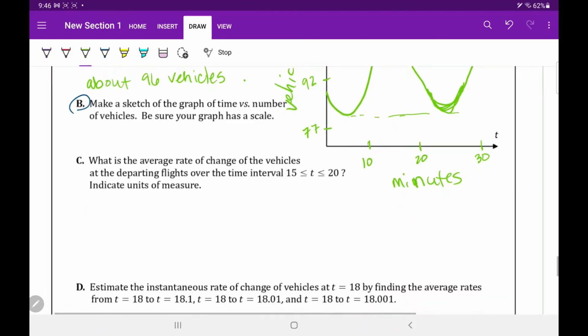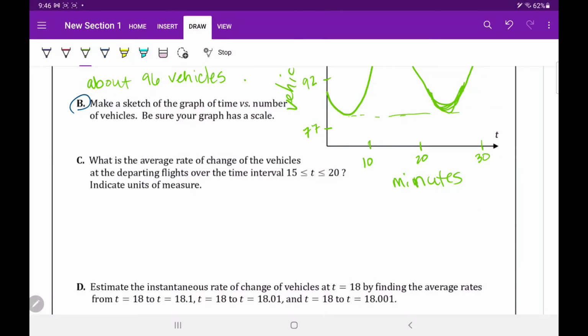Let's look at question C. What is the average rate of change of the vehicles at the departing flights over the time interval 15 to 20? So remember, this is the formula that we're going to use from before. The average rate of change, the AROC, is going to equal the change in the distance, or in this case, the change in the number of vehicles. So we're using V, and in my head, I keep thinking D. This is V of 20 minus V of 15 divided by 20 minus 15. This is the formula that we're using.